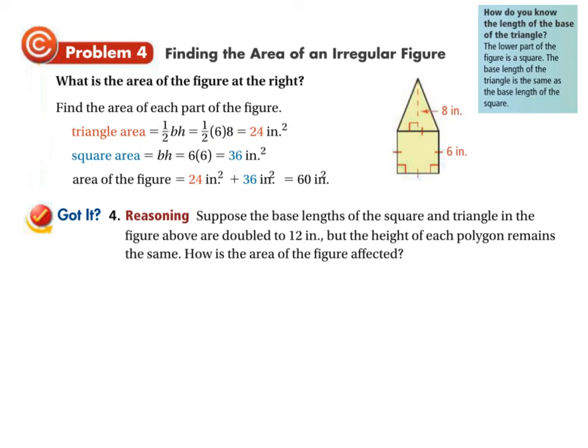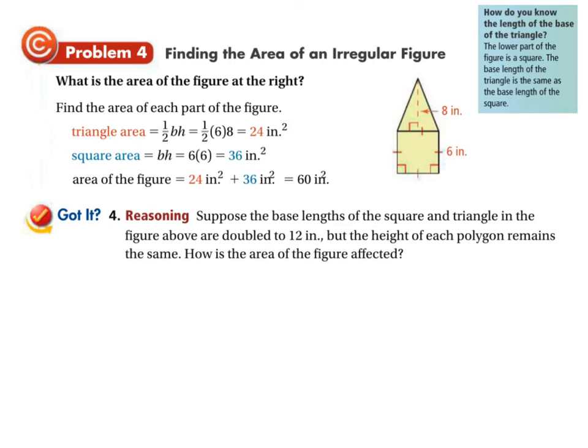Now, what about here? The square isn't 1/2 base times height, it's just base times height. It's a rectangle. Okay? 6 times 6, 36. So if we add those two amounts together, we get 60 inches squared.